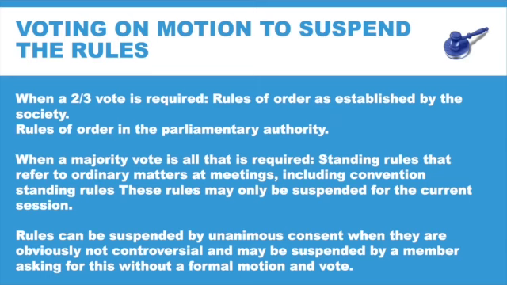That applies to rules of order as established by the society, and then rules of order in the parliamentary authority. A majority vote is all that is required if the standing rules refer to ordinary matters at the meeting, including convention standing rules. These rules may only be suspended for the current session. So depending on the type of rule that you're suspending, you either need a 2/3 or majority vote. The rules can be suspended by unanimous consent when they're obviously not controversial, and may be suspended by a member asking for this without a formal motion and vote.